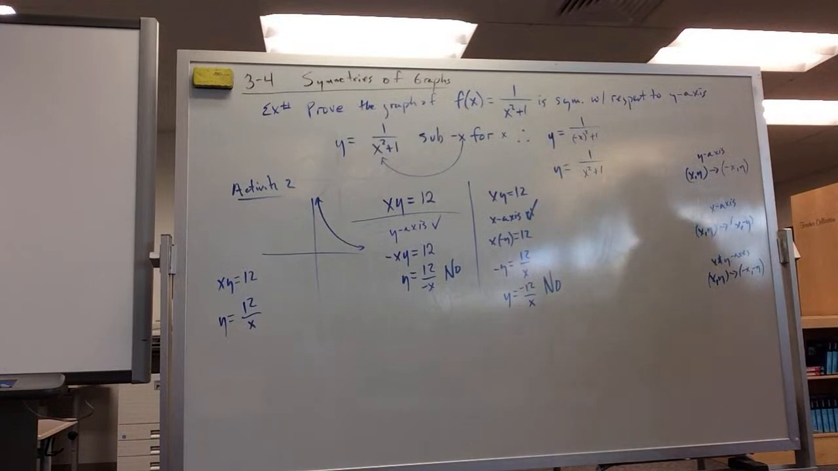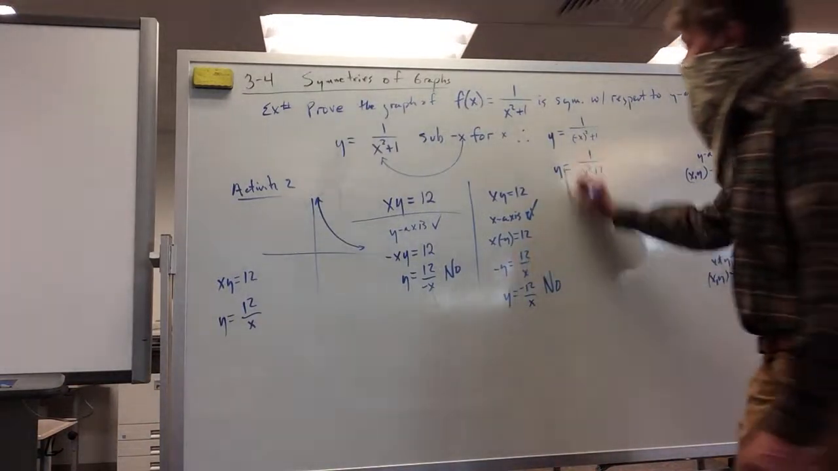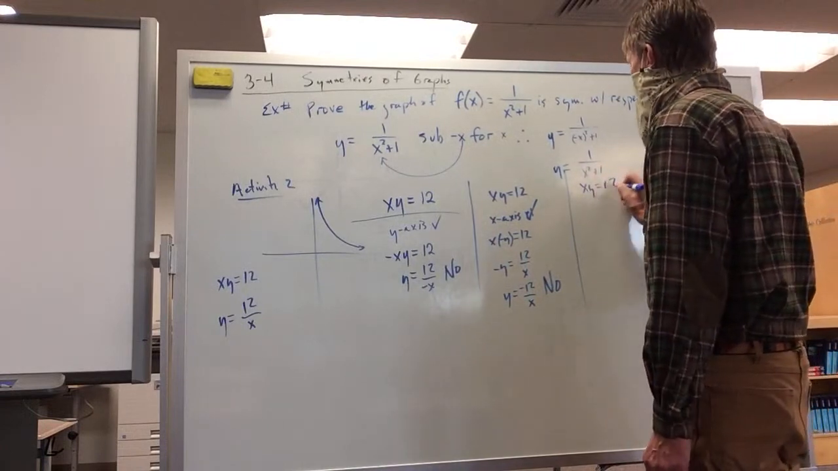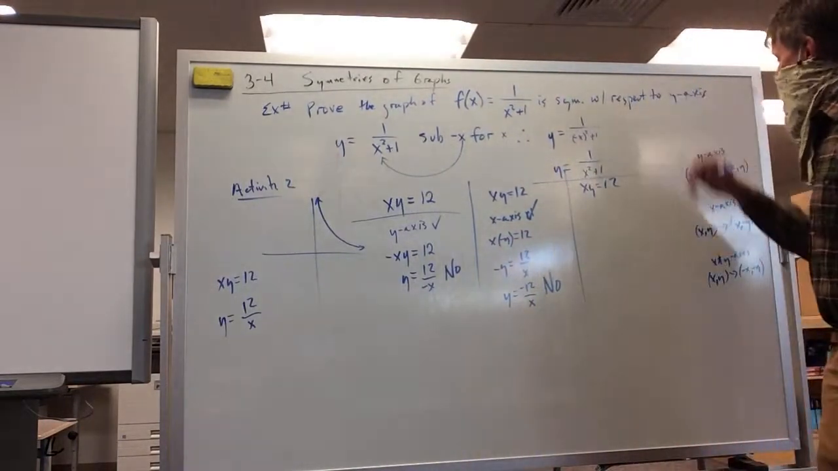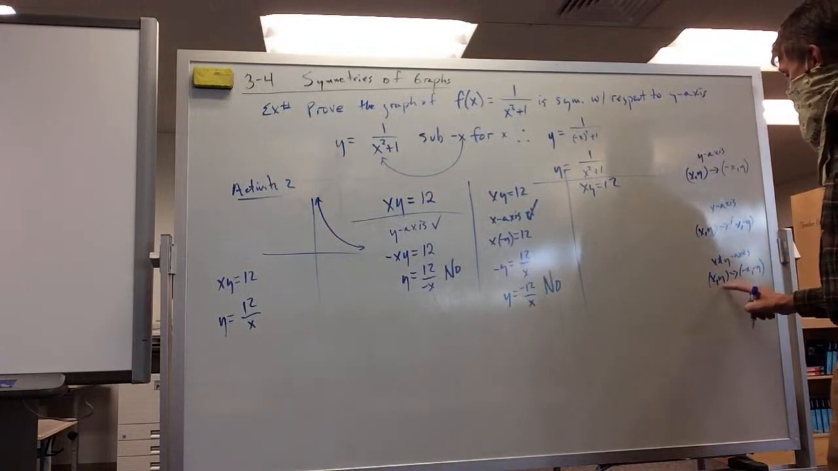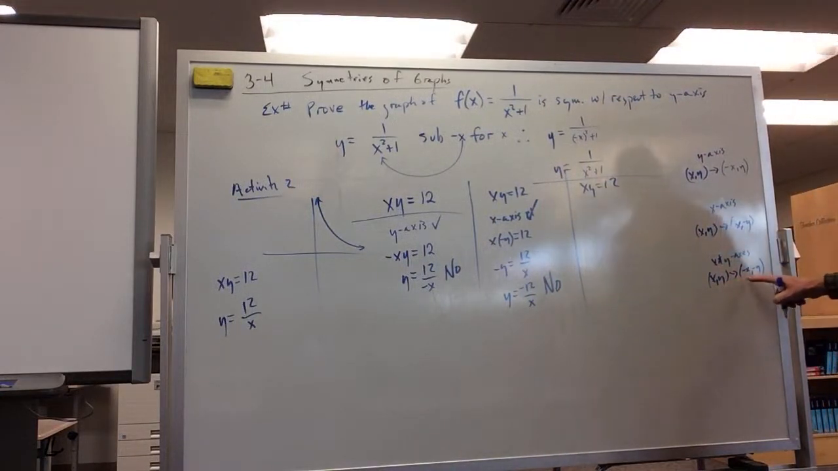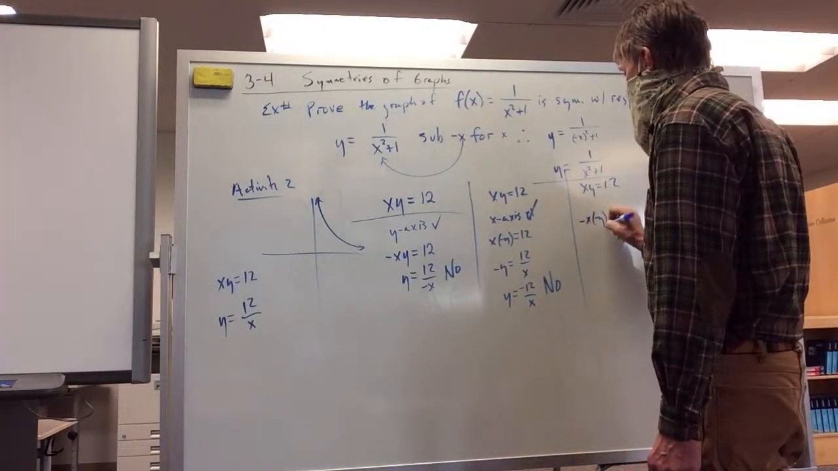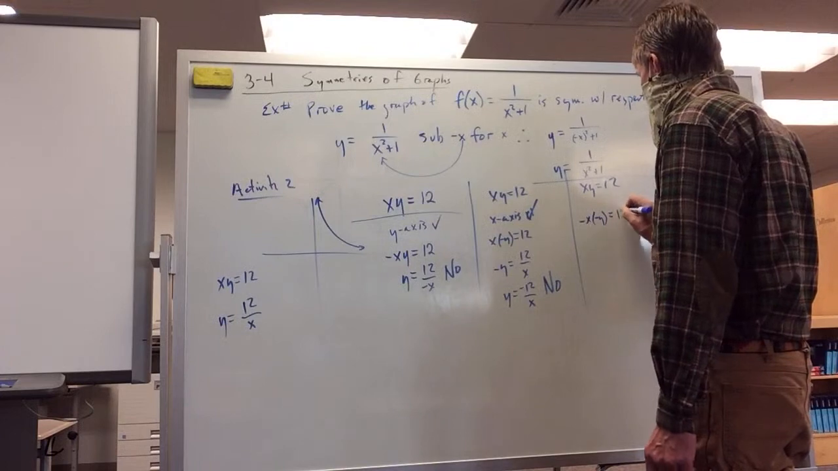Because we don't get the same thing back. So now what we want to do is check xy = 12. That's up there. We want to take our x and our y and change them to negative x, negative y. So we have negative x times negative y is equal to 12.